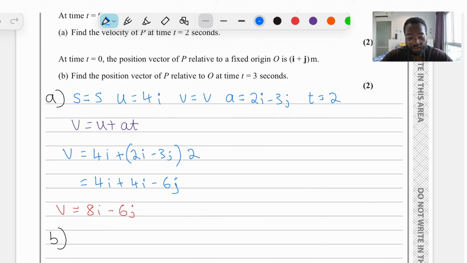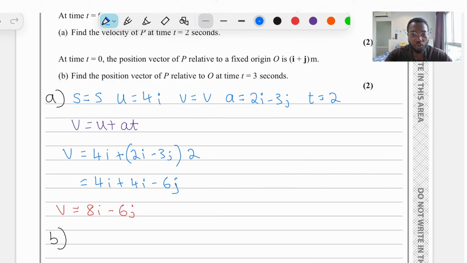So for part B, we have that at time t is equal to 0, the position vector of P relative to a fixed origin O is i plus j meters. We need to find the position vector of P relative to O at time t is equal to 3 seconds. So normally when we have the fixed origin O, usually that is just at 0i plus 0j, so we never really have to consider it. But in this case, the origin O is at i plus j. So it doesn't matter where our position vector is, we have to think of that position vector from i plus j, okay?